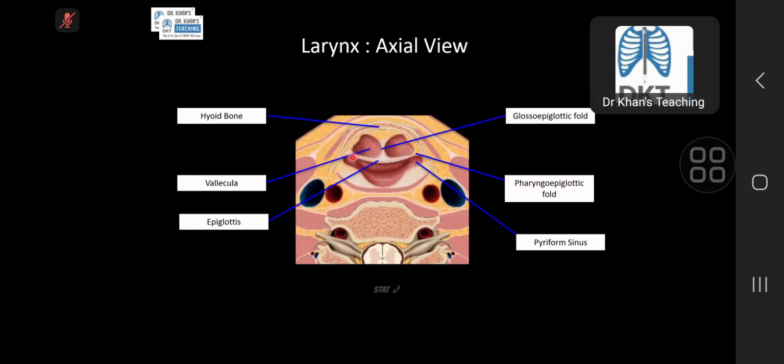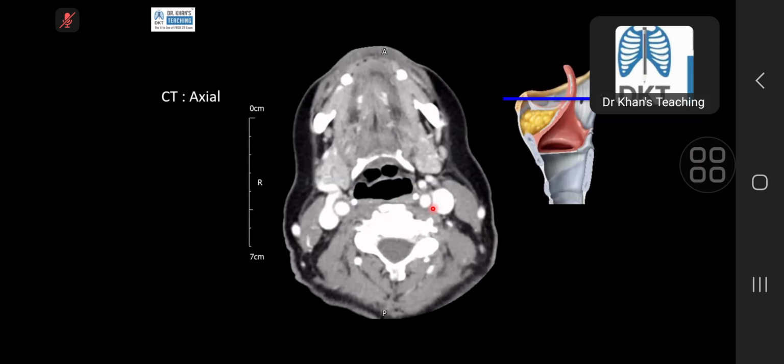So this is the epiglottis. This is the glossoepiglottic fold. A bit of fat is coming into view, and this is the hyoid bone. Posteriorly, this is the piriform sinus. Piriform sinus is the posterior wall of the hypopharynx. Look at this slice. It is passing like this, and you can see this glossoepiglottic fold, and this is the vallecula, piriform sinus, and this is the hyoid bone.